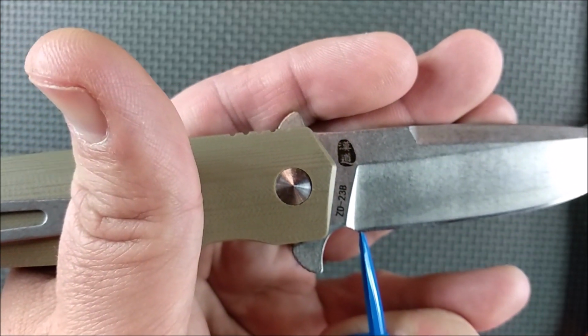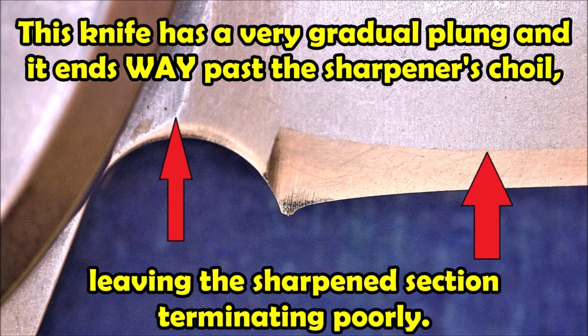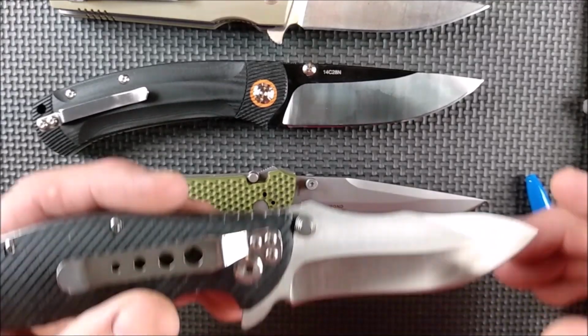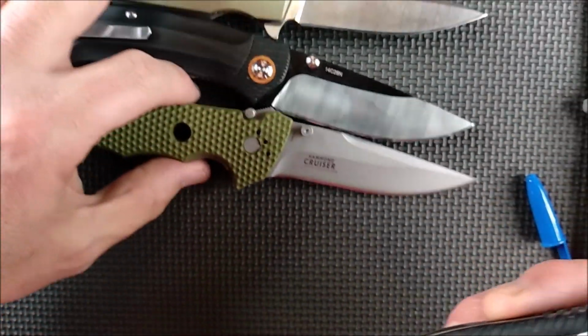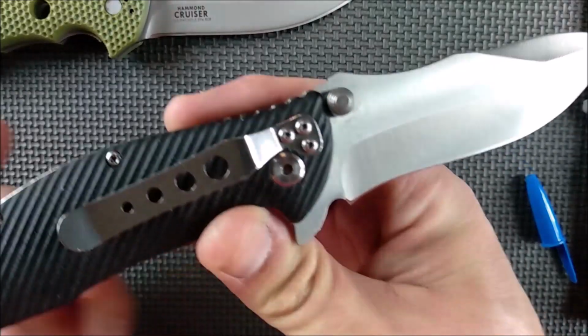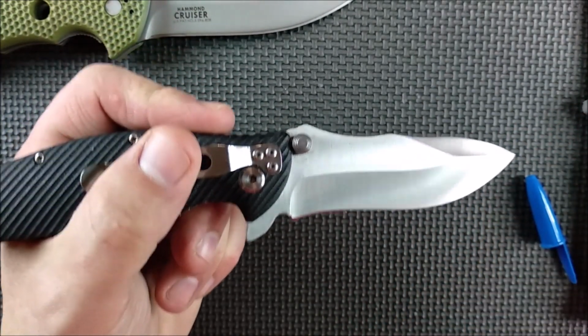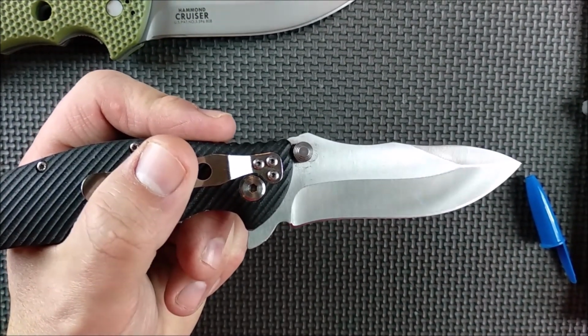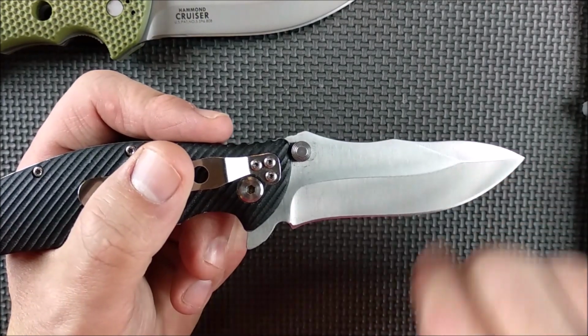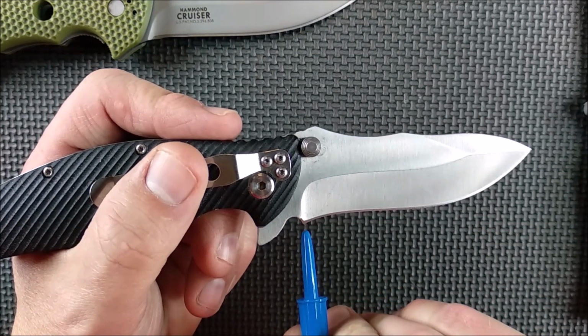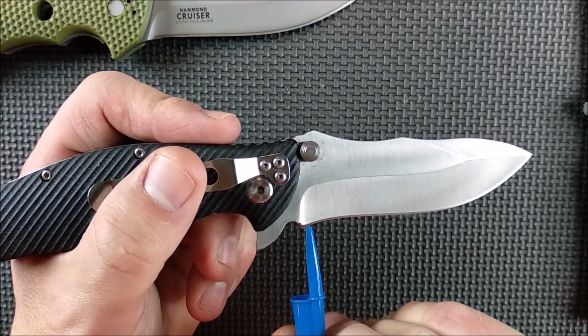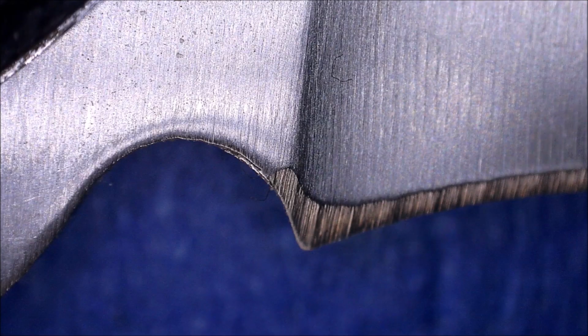What's a bad sharpener's choil look like? Let's go back to this knife. That's one of the worst ones that I have on me right now down here in the basement. So let's take a look. So what we have here is they put the sharpener's choil in, but the sharpener's choil terminates where the plunge begins.